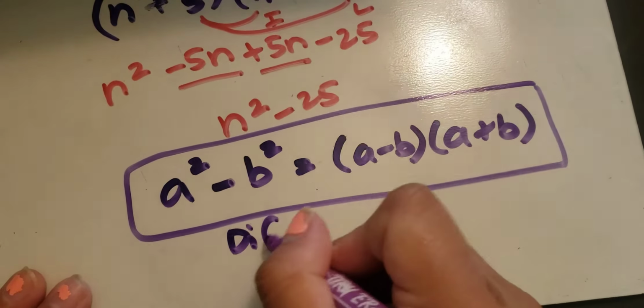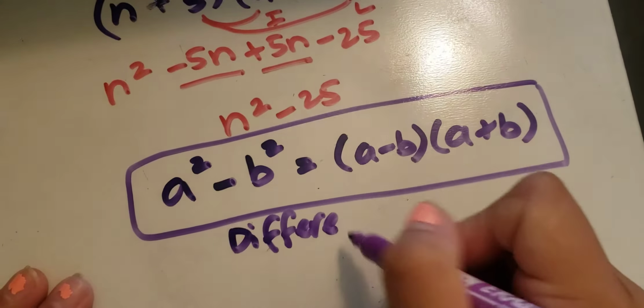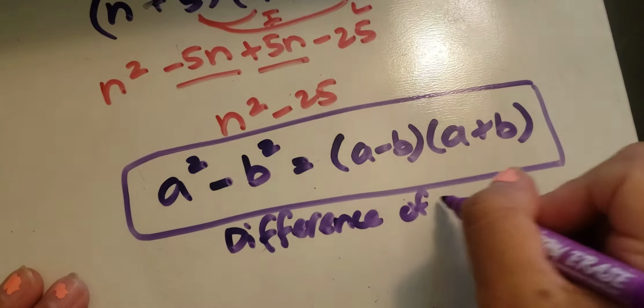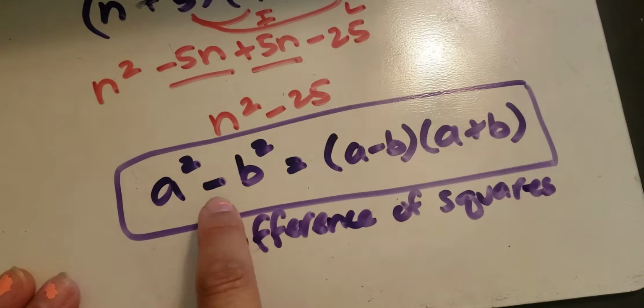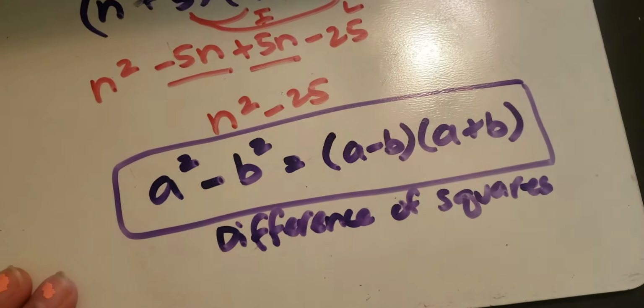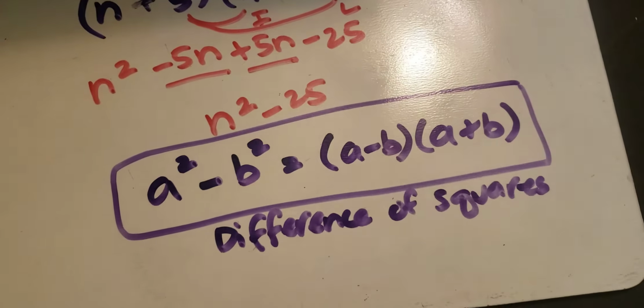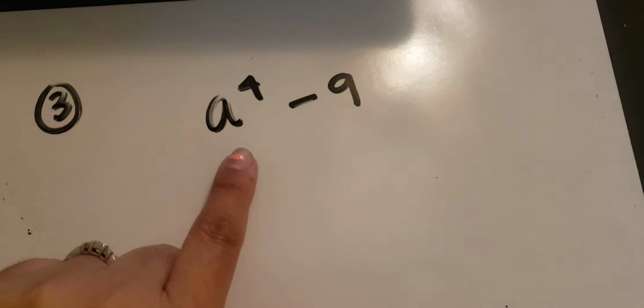And this is called the difference of squares, okay? Now this only happens when it's a minus, okay? So difference is subtraction, okay? So write that down. All right, let's do another one together. Okay, here we have another one.